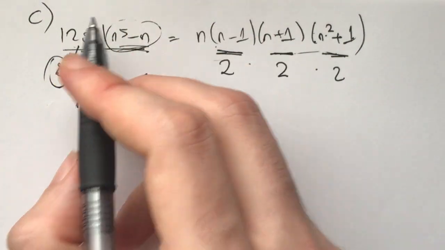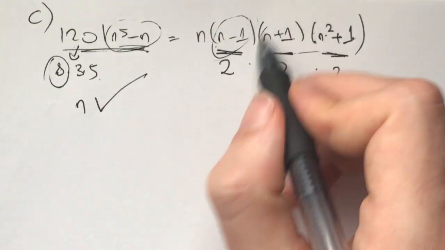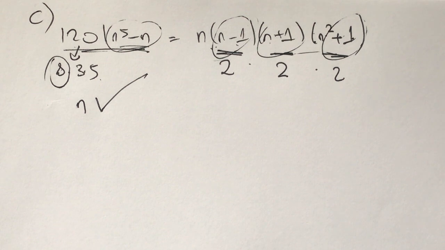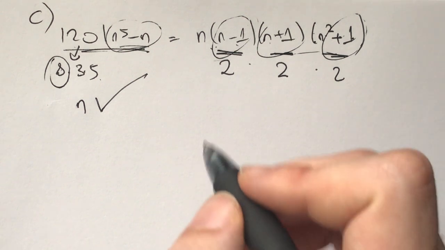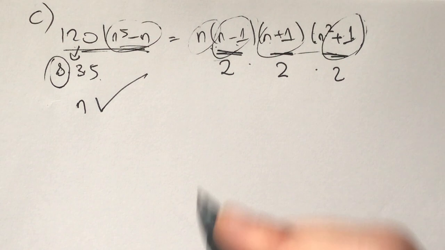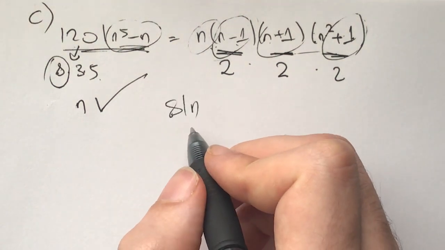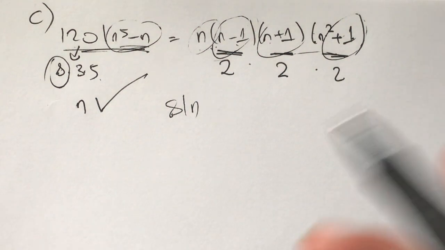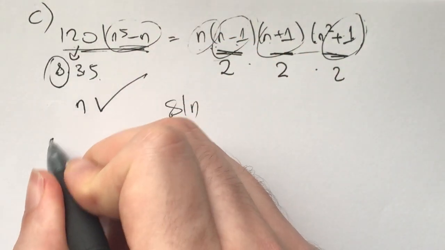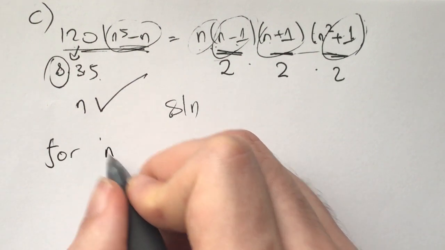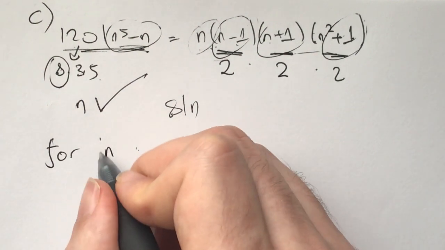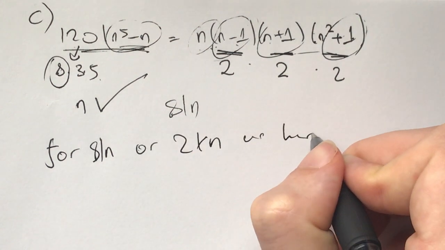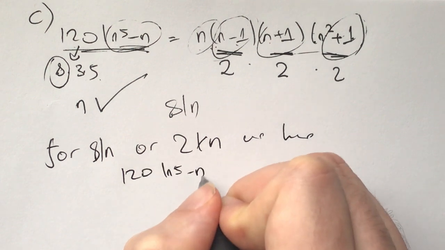Now what if n is even? Then 8 doesn't divide this, this, or this, because all of them are odd: an even plus an odd number is an odd. Then we need 8 to divide n. And if 8 divides n, then we're done. So that gives us all the solutions. The actual answer is for n that is divisible by 8. How are we going to write this? For 8 divides n, or 2 doesn't divide n, we have that 120 divides n to the 5th minus n.